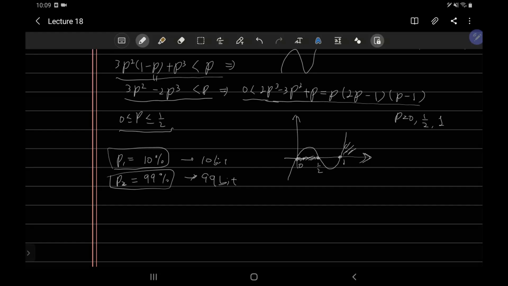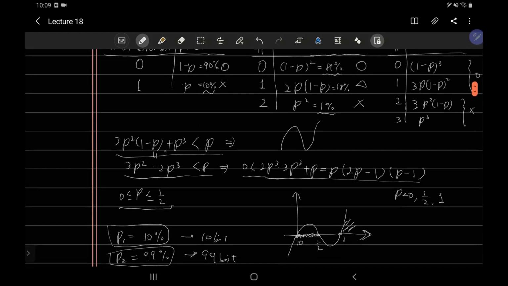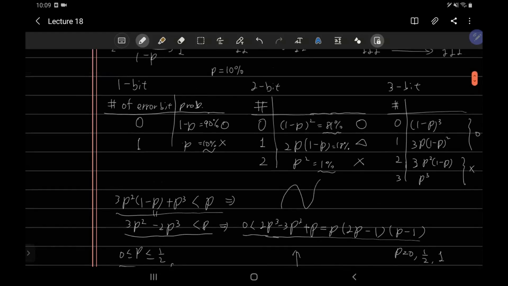And then the conclusion is that as long as the error probability is between 0 and half, this inequality is still valid, meaning that 3-bit encoding is always better than 1-bit encoding. So that is the result we will use.